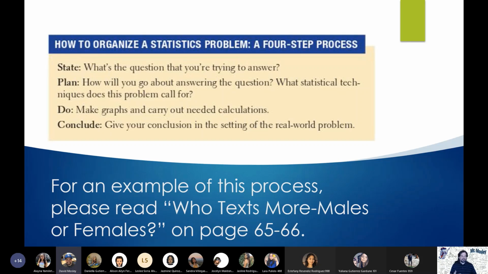And then conclude. Give your conclusion in the setting of the real world problem. And again, this comes down to that written part. The plan and the do is just the steps needed so that you can get to that written paragraph at the end, where you're giving your conclusion based on all the data and work that you've done. It may need to have your description of shape, center, and spread, and possible outliers or unusual aspects. If you're talking about quantitative data, it definitely needs to have those 4 things.